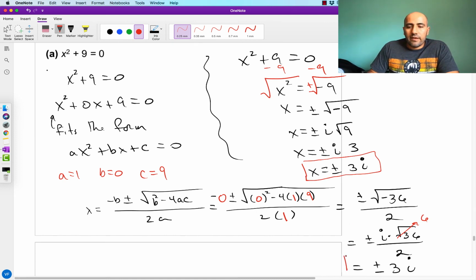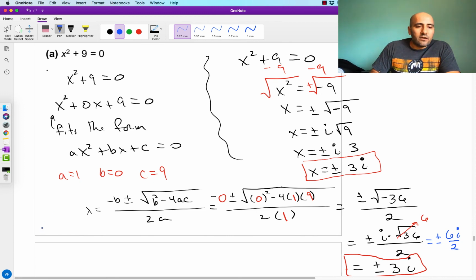Same answer as this one. Right? And that's because 2 goes into 6 3 times. Right? Maybe I should have put that extra little step here. This is plus or minus 6i divided by 2, and so the 6 and the 2 reduce to give you a 3.